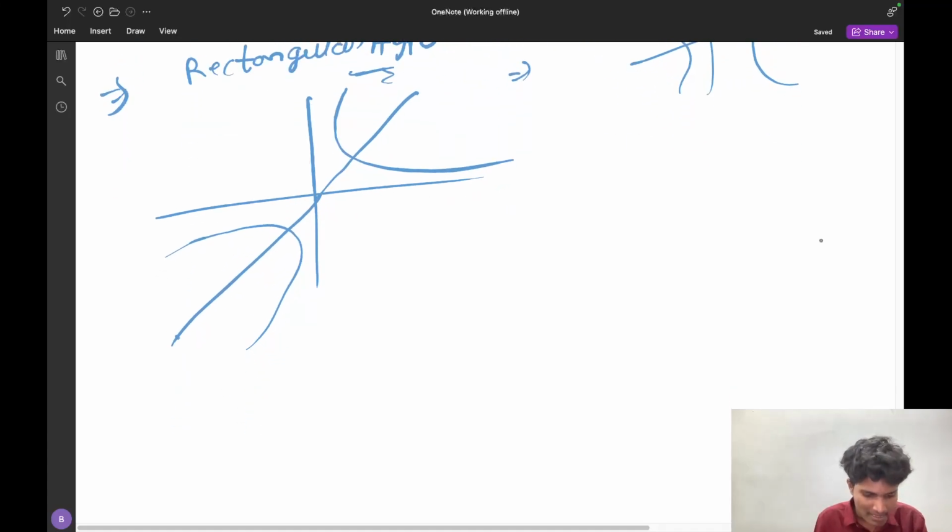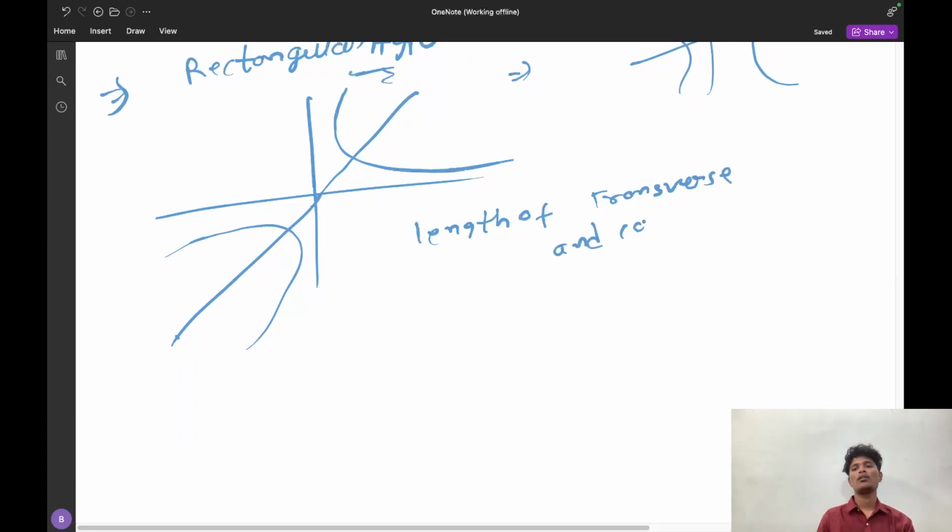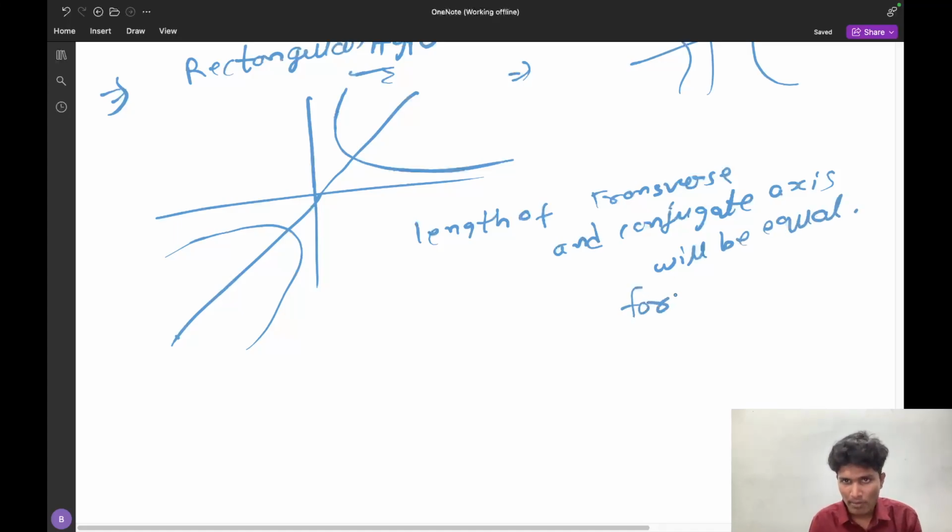And for this, the length of the transverse and conjugate axis will be equal. The length of the transverse and conjugate axis will be equal for a rectangular hyperbola.